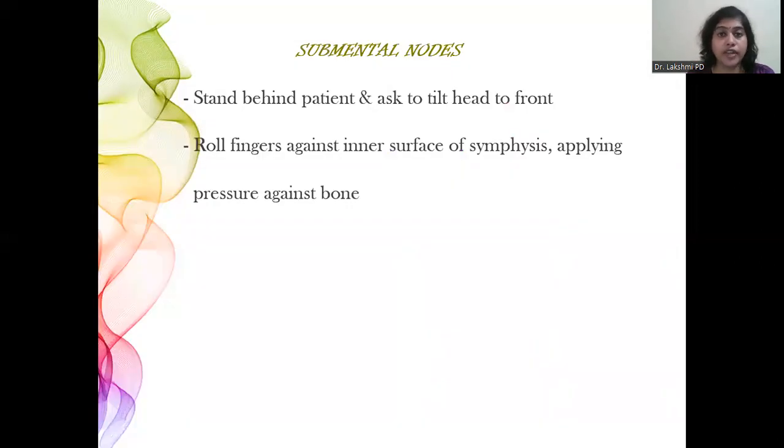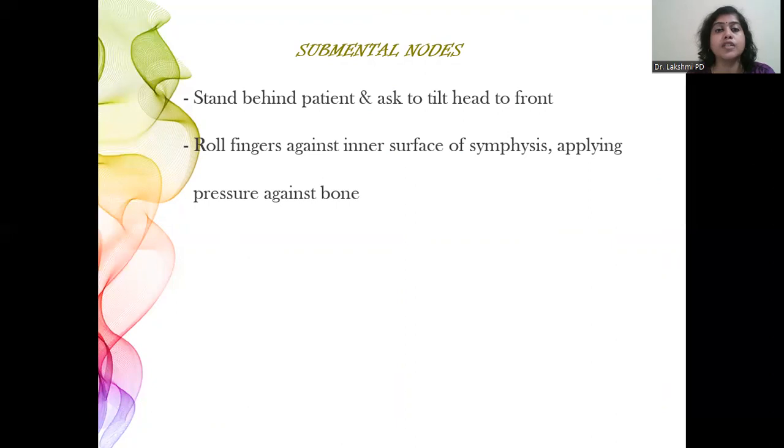So moving on to the various lymph nodes and how do you palpate is what I'm going to be talking about next. So kindly keep all these points in mind, because you're supposed to be examining all these lymph nodes on every patient that comes to your clinic to rule out any sort of underlying infection.